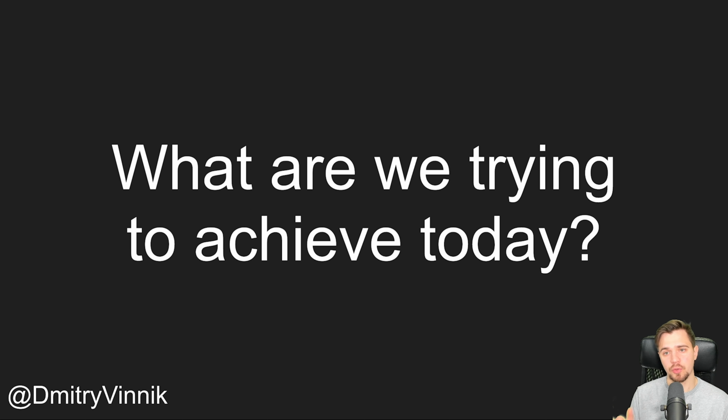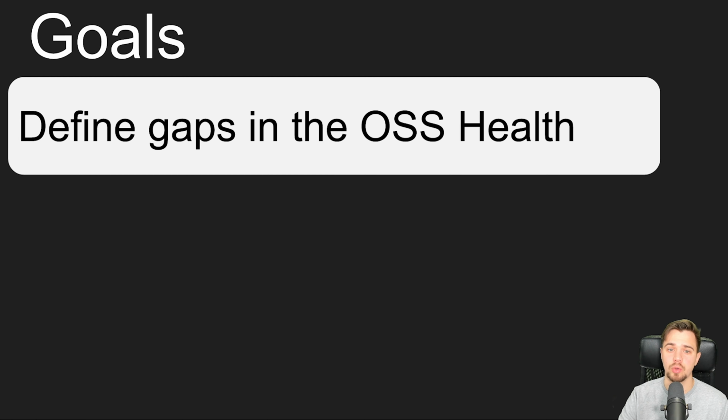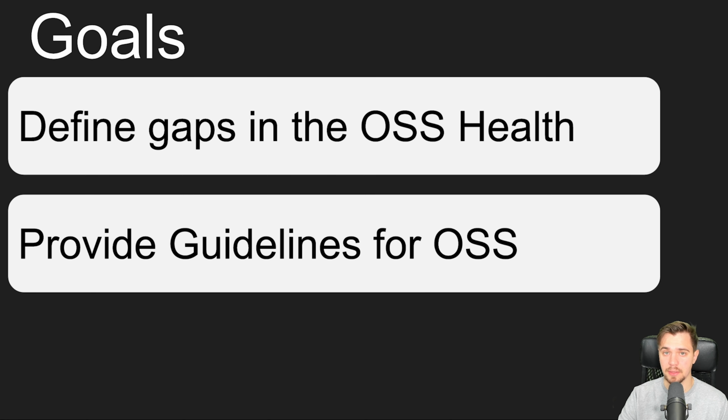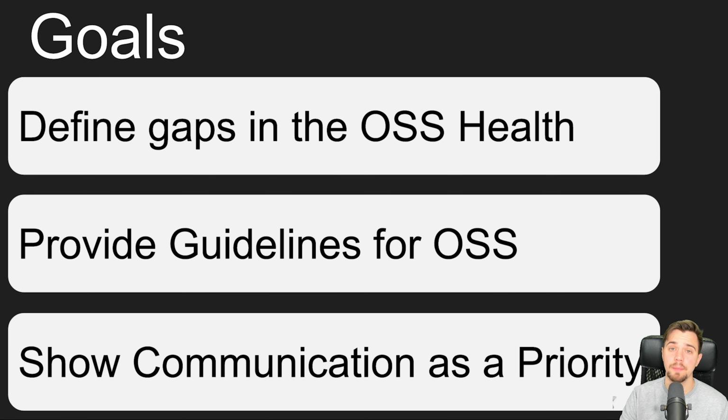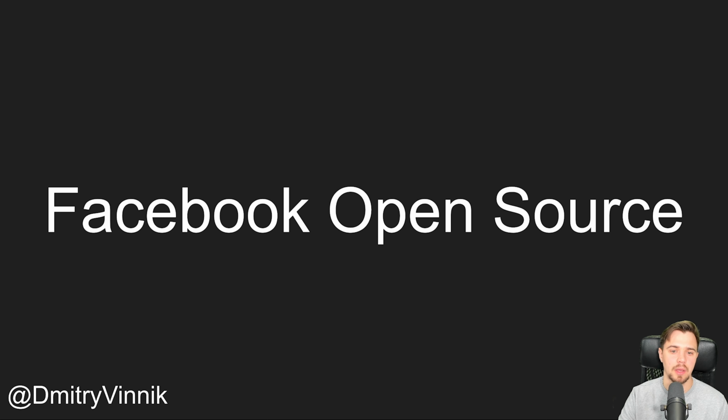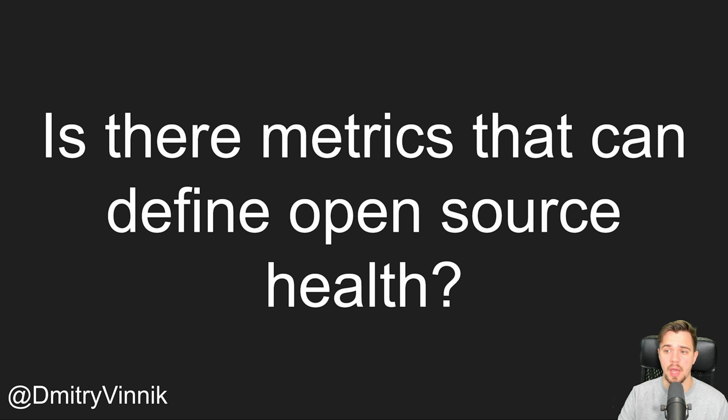So, in particular for this presentation, what are we trying to achieve? What is our goal? Our goal is defining gaps in open source project health and providing some guidelines. I don't believe in dogmatism. I don't believe in following particular step-by-step instructions, especially for open source. Every project is different, so I'm only going to give you some guidelines that you can follow. And more importantly, throughout this whole presentation, the one thing that will be clear is that communication is the key at every step. So, Facebook open source.